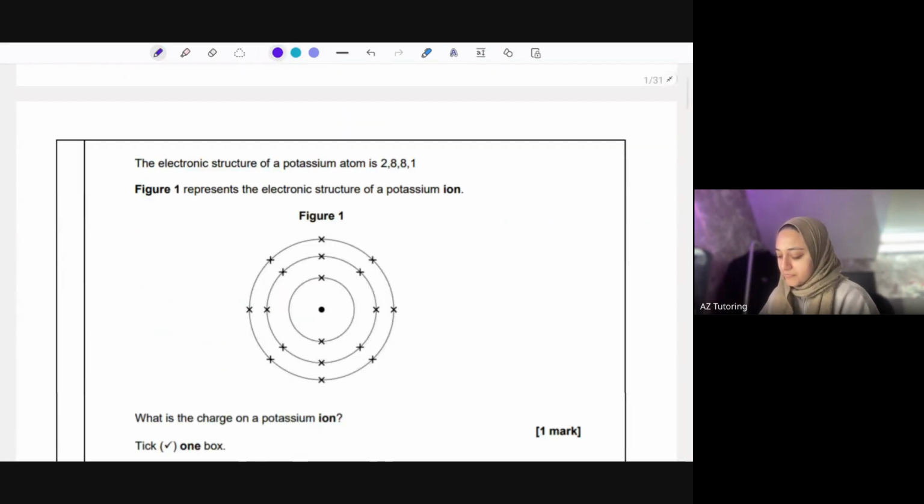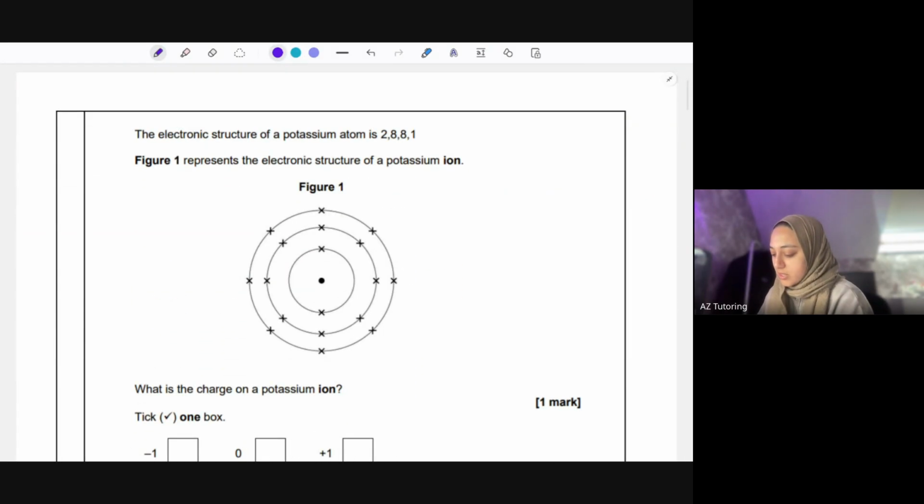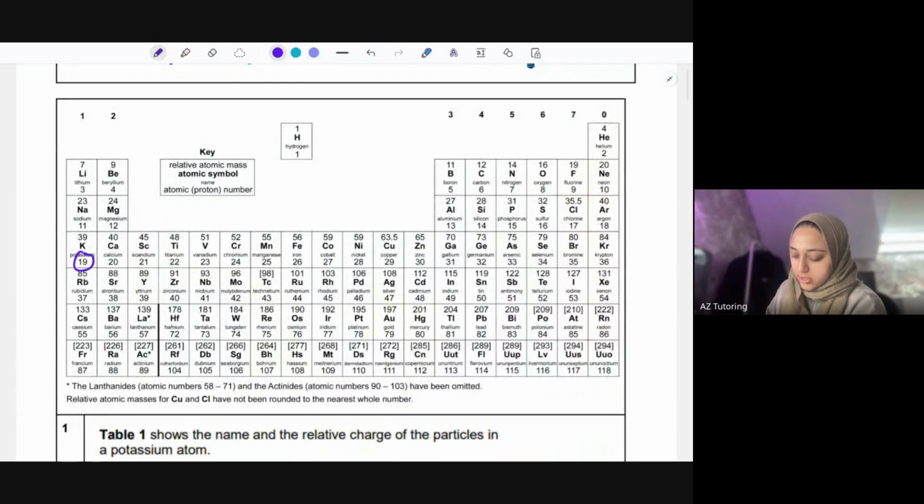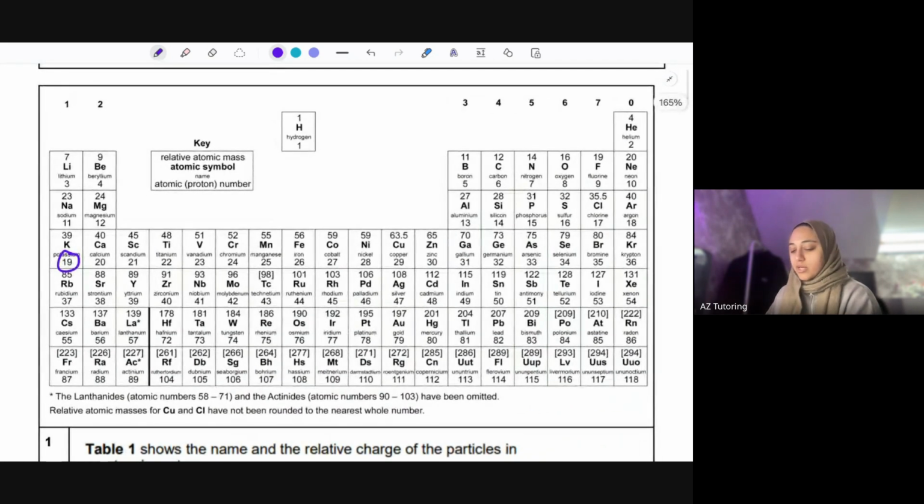Okay, moving on. The electronic structure of the potassium atom is 2881. The way they've worked that out, in case they don't give you it, is if you go to the periodic table, potassium in group 1 has 19 electrons in it. So we just take the proton number as the number of electrons. So it's got 19 electrons.